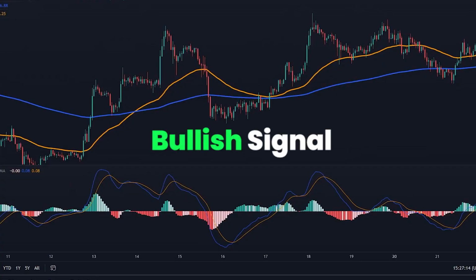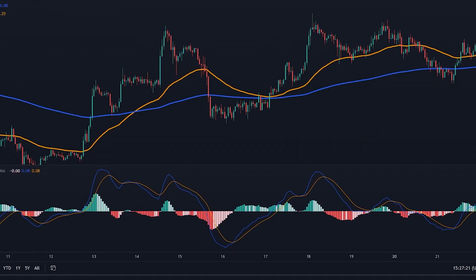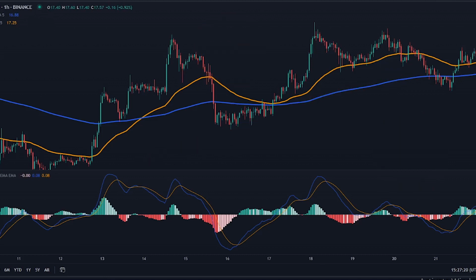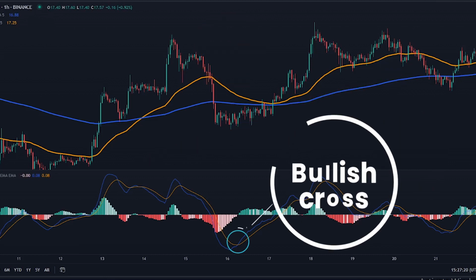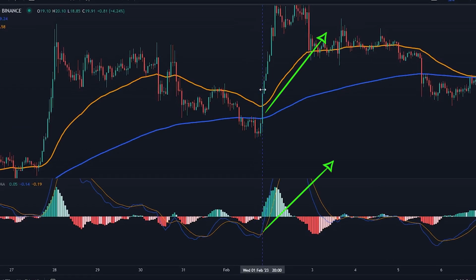In our trading setup, we want to trade with a trend. In the case of a bullish signal, the following two conditions need to be met. The first condition is that the orange EMA 50 line needs to be above the blue EMA 200 line. This confirms a bullish trend. The second condition is that the bullish MACD cross needs to be below the zero horizontal line. These are a few examples. You can clearly see how powerful this bullish MACD setup is in a trending market.